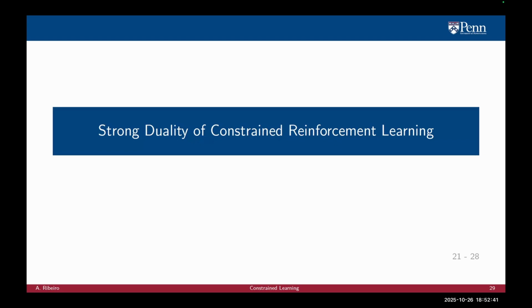Let me give you a summary of the important facts that I've been covering so far, okay? I've told you about the use of constraints in supervised learning and reinforcement learning. In both cases, the idea is that I have statistical losses that appear not only in the objective, but that also appear as constraints.